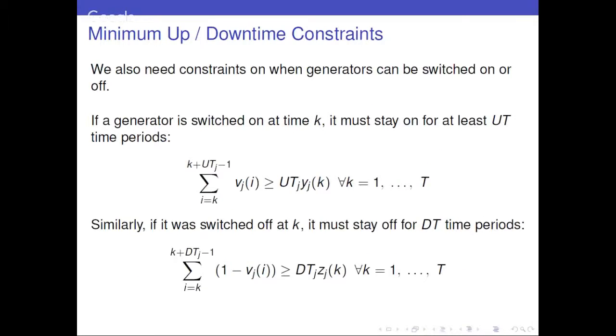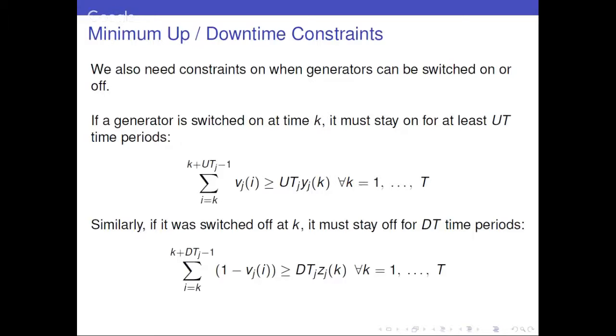And then the third set of constraints we're going to look at are these minimum up and down times that I've already mentioned. So if we look at the first one, it basically says if I switched on the generator at a certain time k, then the sum of the V's from that time onwards has to be, they all have to be ones for UT periods. So it has to be on for the minimum uptime. And if it's just been switched off at k, then a bunch of the V's have to be 0 for a certain number of periods.